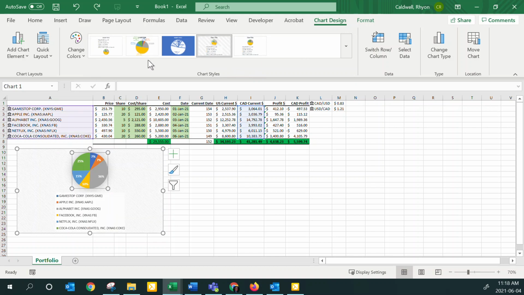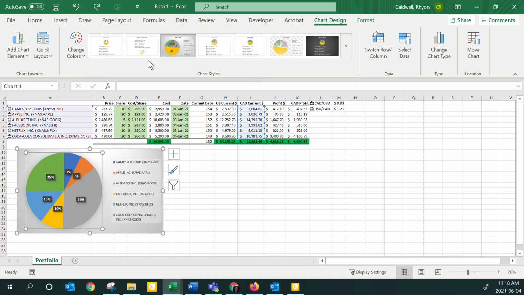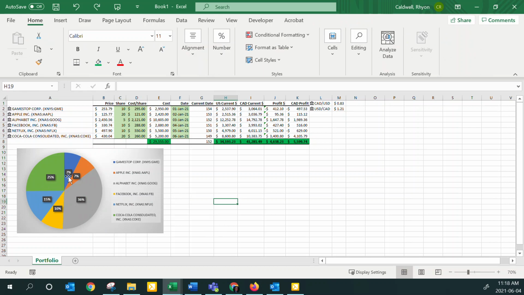I'm going to go back. Actually, that one looked pretty good right there. The nice thing about this is it shows you a percentage breakdown. And if you look at this, this is important because the chart is actually generating additional information that I didn't put in my original data set. And that is the percentage of each stock in the portfolio.